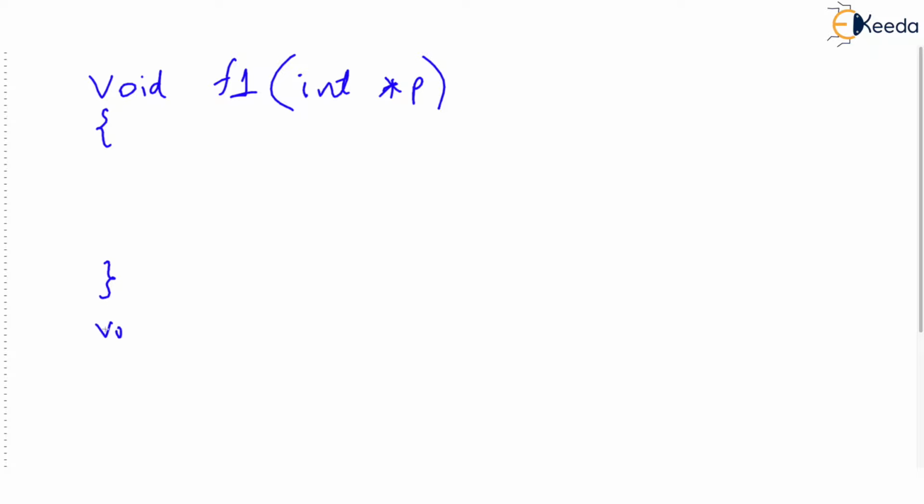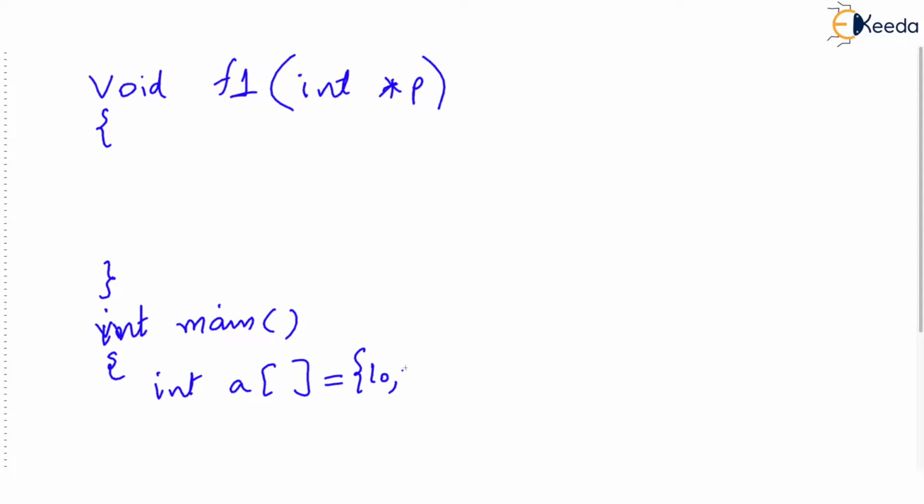Let's see one more example on the empty slate. Let's say I have written a simple function f1, and I have written int *p here. The function does something. Let's fill the function later. Then I have int main, and in main, check that I have an array this time, int a[] = {10, 20, 30, 40, 50}. And then I am calling the function by passing a.